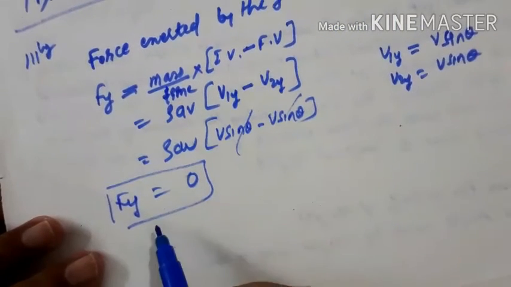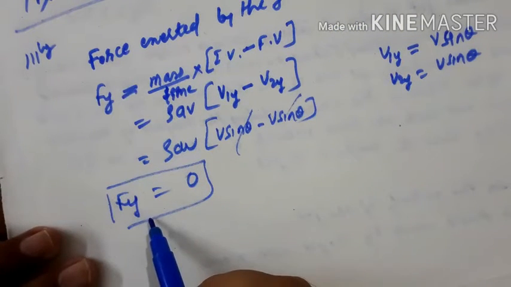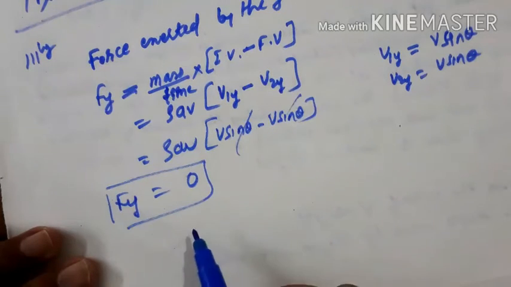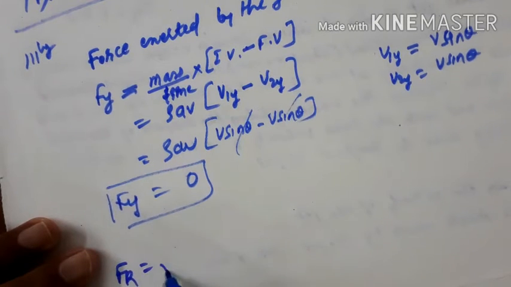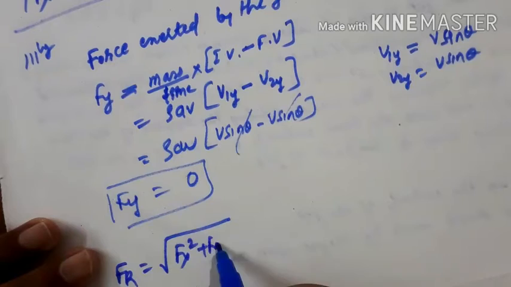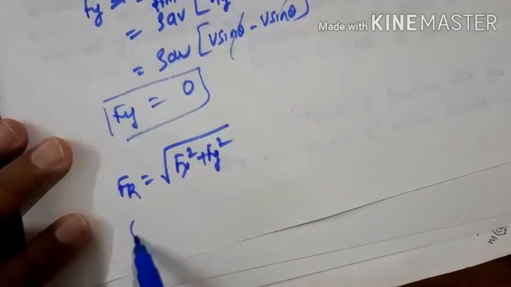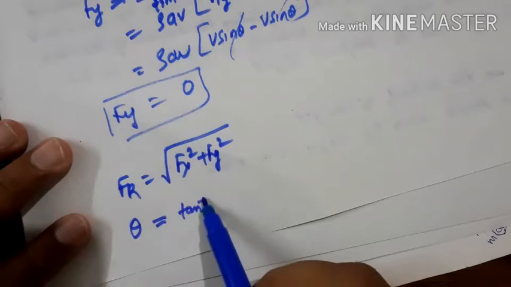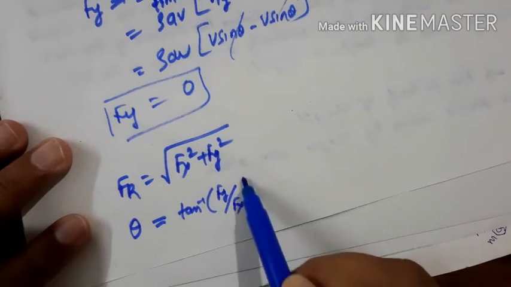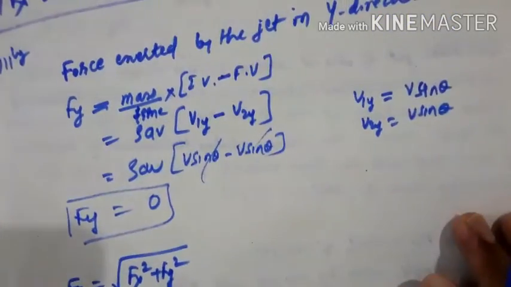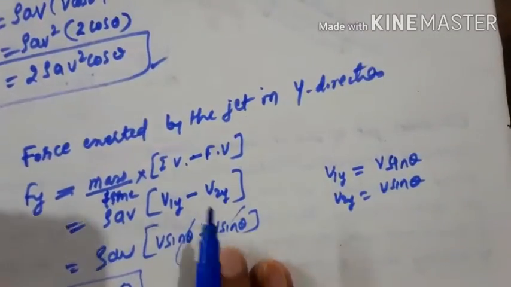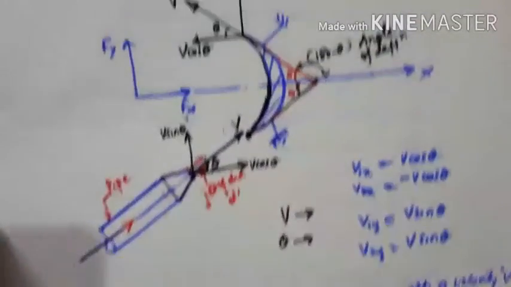So there is no force exerted by the jet on the vane in the y direction. Only the force in the x direction is exerted. Finally, the resultant can be written as the root of Fx square plus Fy square. The direction of the resultant is tan inverse of Fy by Fx. Okay, so this is the answer. I hope you understood this derivation. This is very important from the examination point of view.